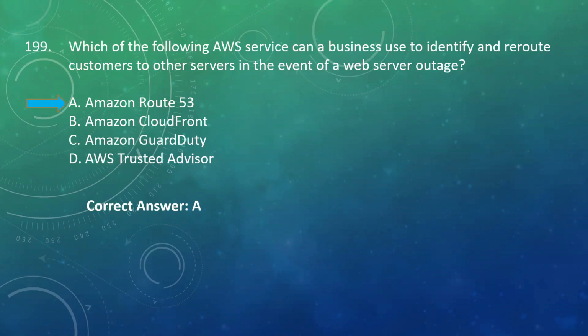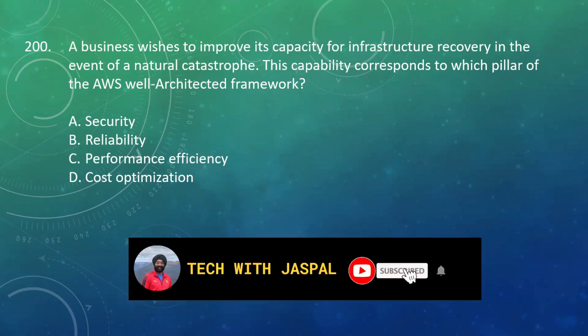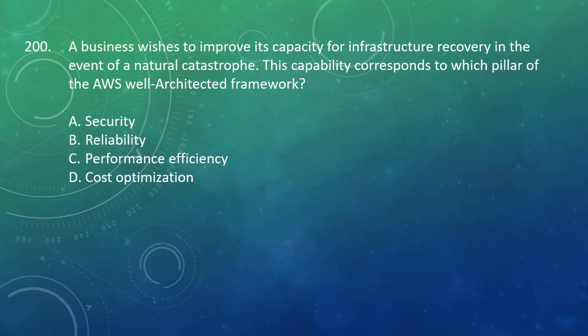Let's understand how DNS failover works. If a health check determines that a resource is unhealthy, Route 53 automatically reroutes traffic to healthy resources, ensuring service continuity. Question number 200 of the series. A business wishes to improve its capacity for infrastructure recovery in the event of a natural catastrophe. This capability corresponds to which pillar of the AWS Well-Architected Framework? Your options are security, reliability, performance efficiency, cost optimization.